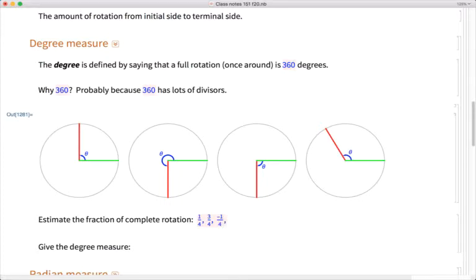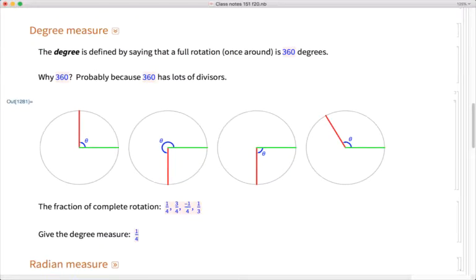And this last one, this is why I hedged and said that this was an estimate, but I'm just going to go ahead and say that this is the fraction. It appears to be 1/3 of a revolution. Okay, so here come the degree measures for these angles now.